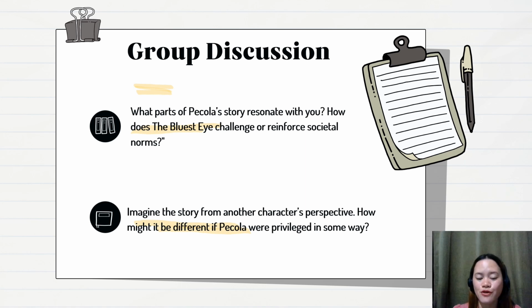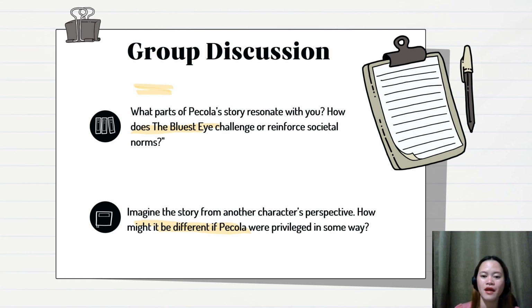Now I will group you into five. Let's have group discussions. You're going to talk about these questions. The first one is, what parts of Pecola's story resonate with you, and how does The Bluest Eye challenge or reinforce societal norms? The second question is, imagine the story from other characters' perspectives. How might it be different if Pecola were privileged in some way? I will give you 5 minutes to discuss it with your group mates.